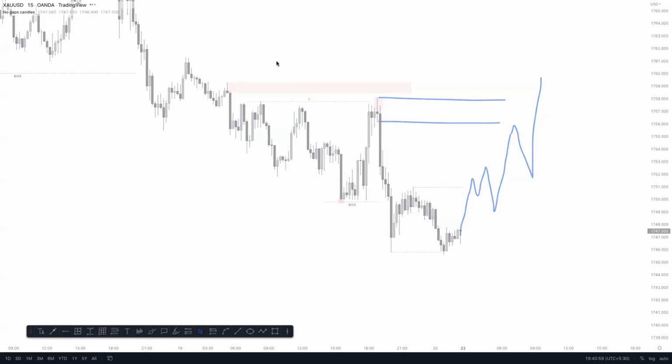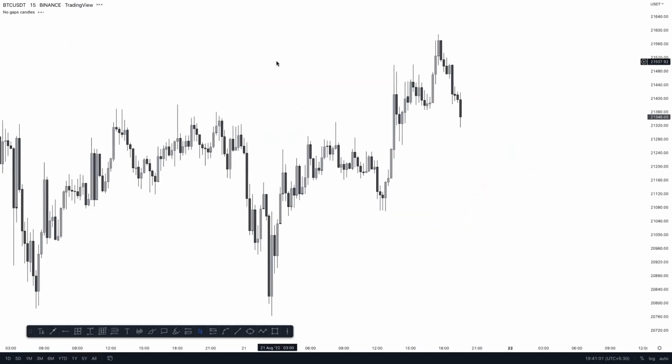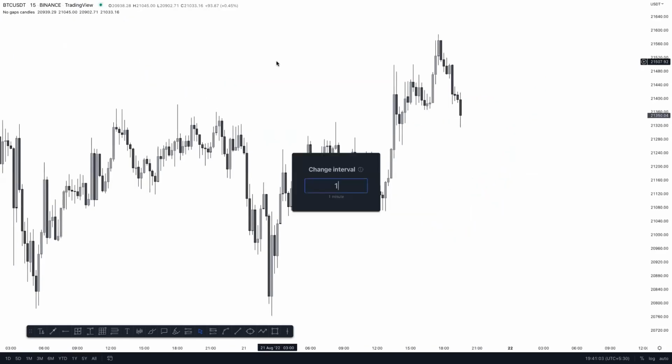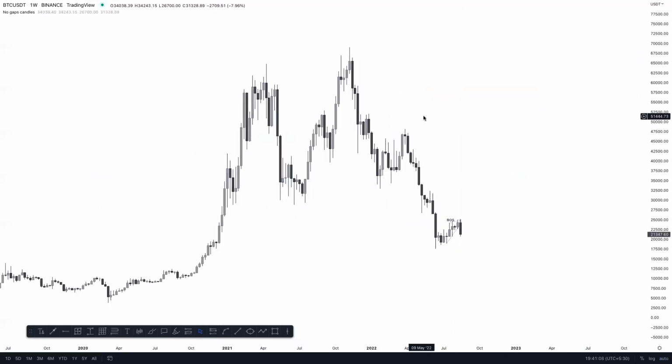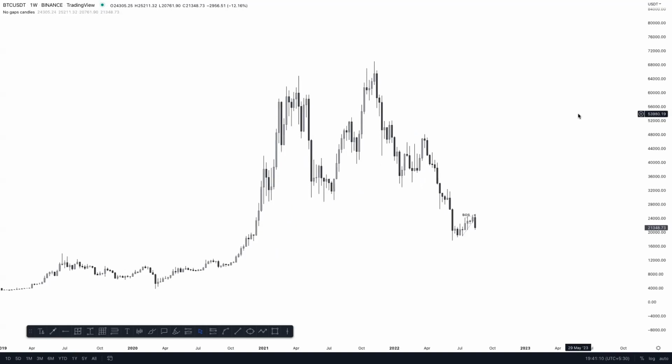So for the Bitcoin, I will start from the higher time frame structure like weekly, and then I will do monthly and 4 hour and 1 hour. Okay, which will help you a lot to understand multiple time frame.